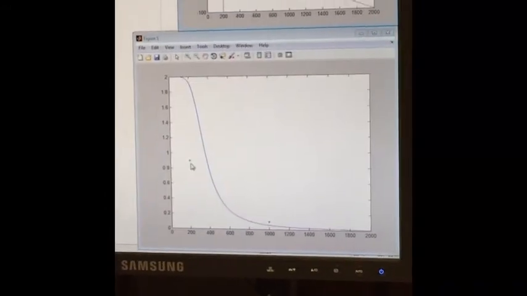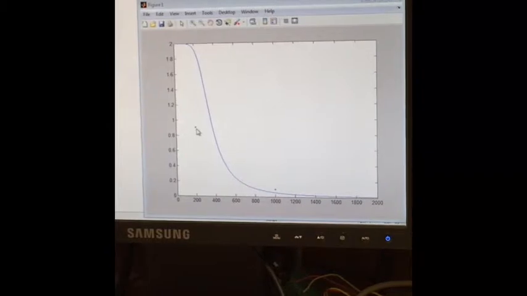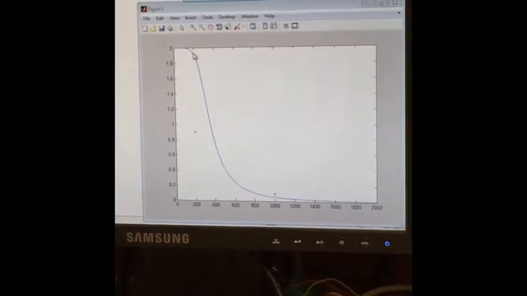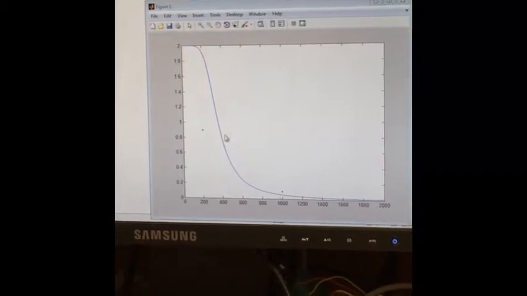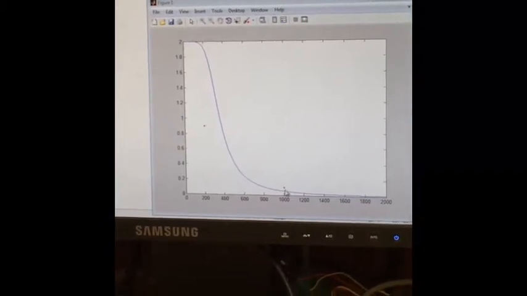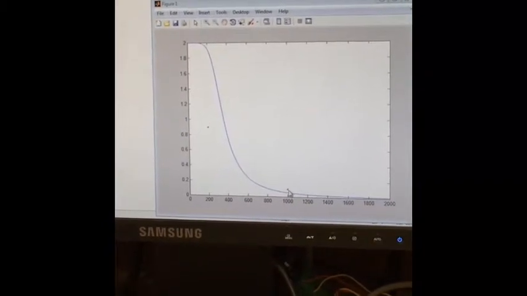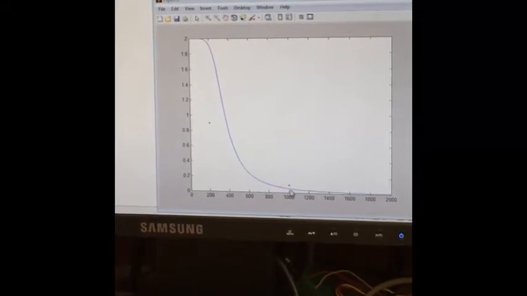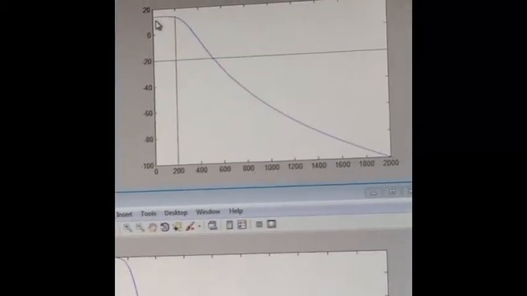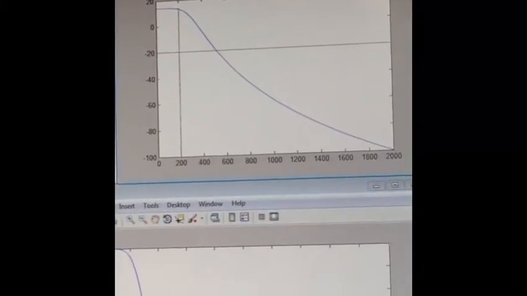So at DC, we have a gain of 2. This dot here is our corner frequency, and you can see that the gain at 200 hertz is roughly 1.9 still, so it passes over that. And then down here is our other corner frequency at 1,000, and you can see the gain there is about 0.3, so it passes. And this graph here is just the same information but in decibels.